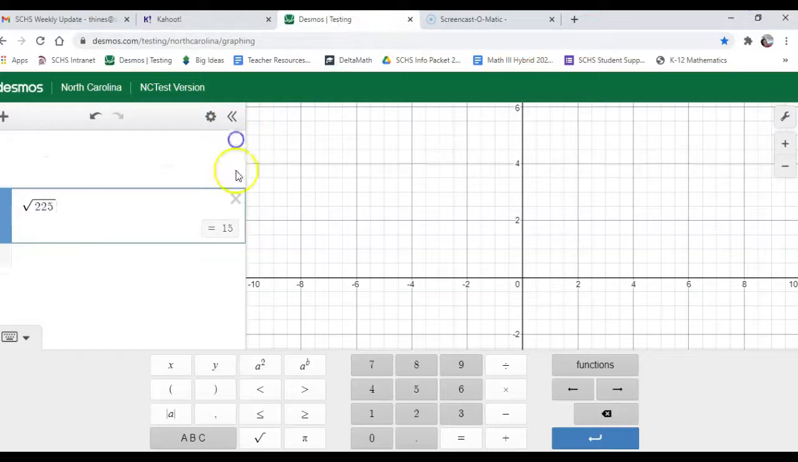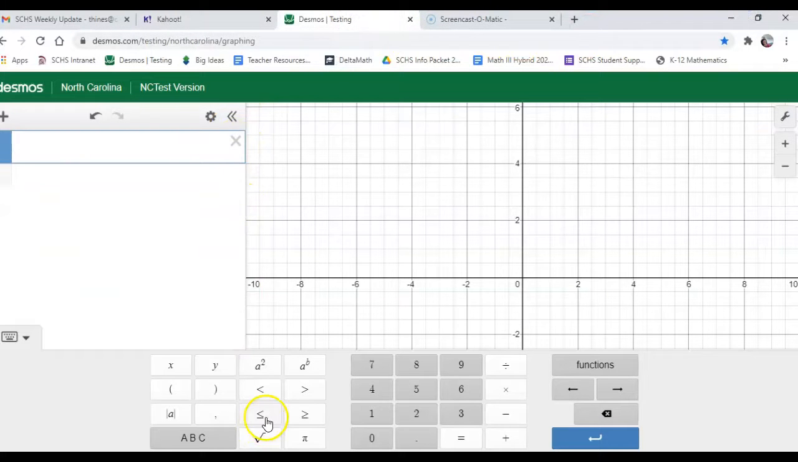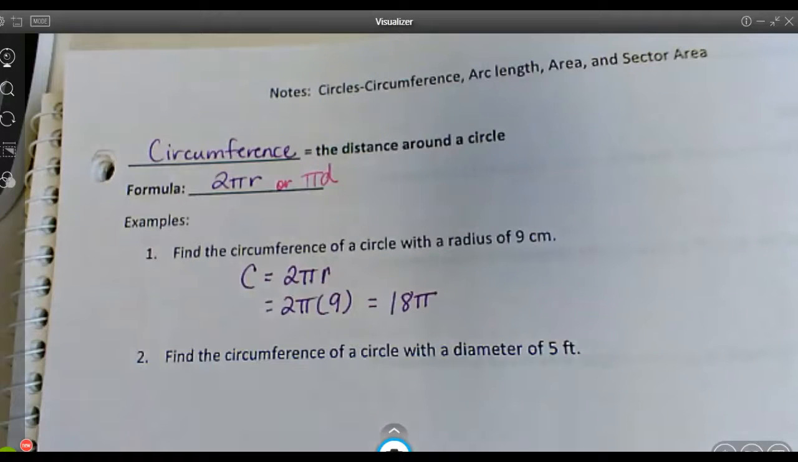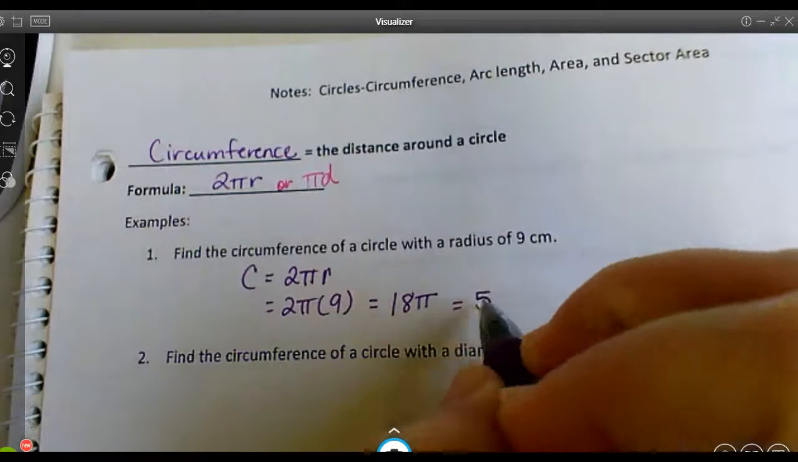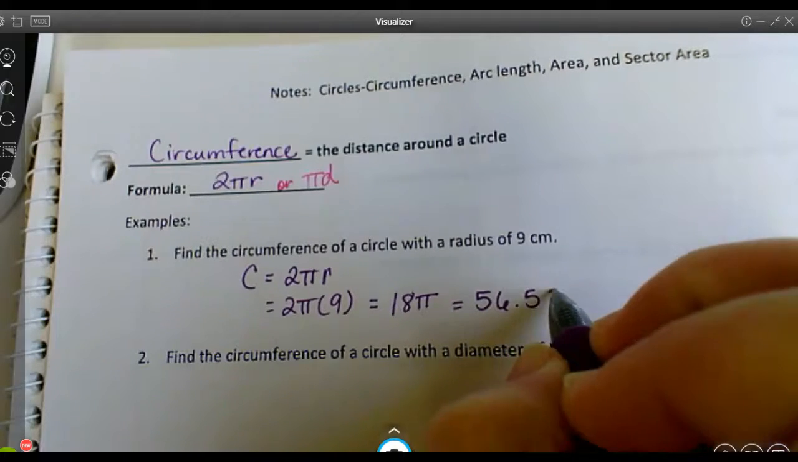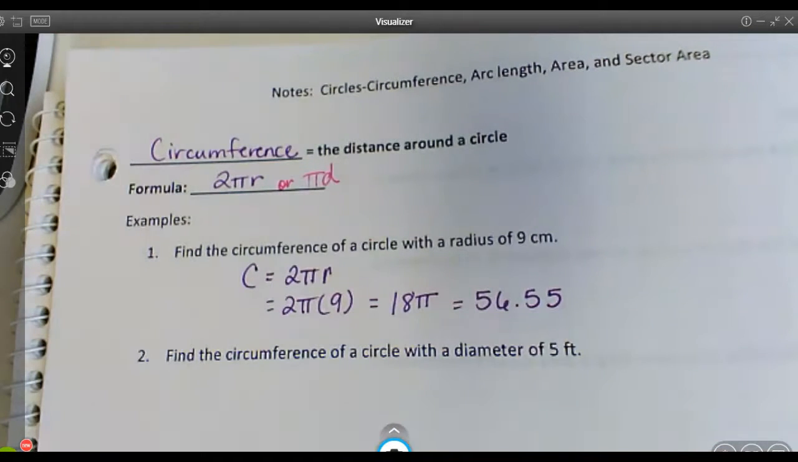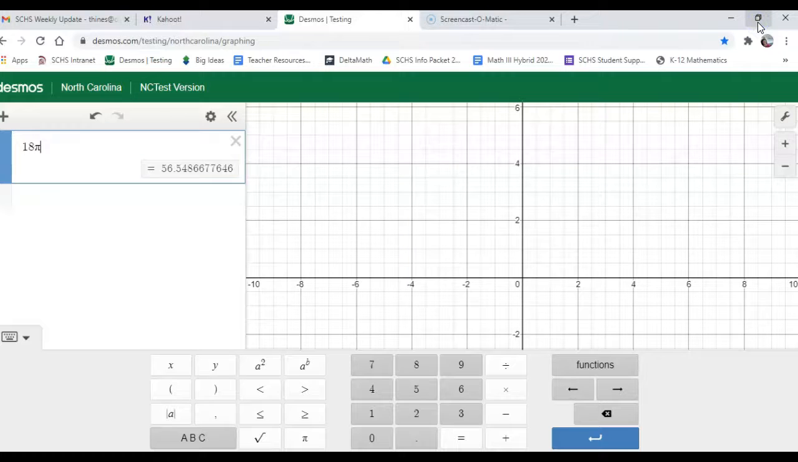So pi is one of your, down here in the formulas, where can I find it? Oh, right here. So if it wanted a decimal, you would put 18 and then just press pi right there. So 56.55 if you needed to find out the decimal. And it just depends on the problem. Sometimes it'll be written this way and sometimes it'll be written this way. I think that was right, 56.55, let's make sure, yeah.